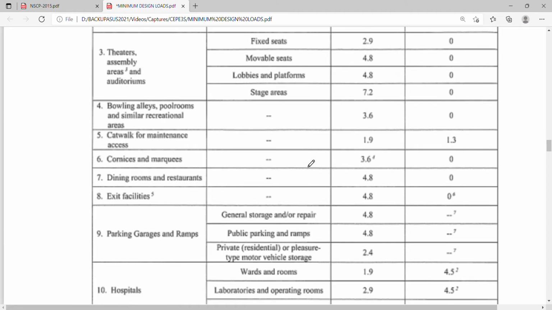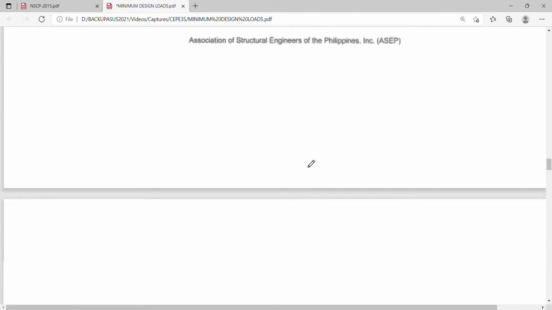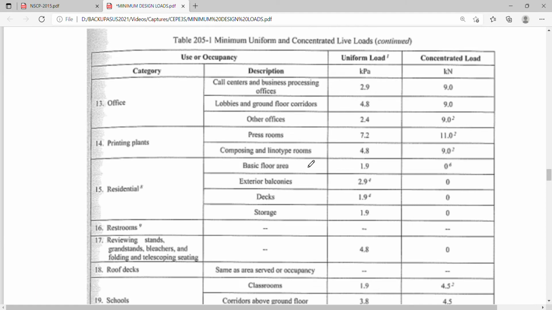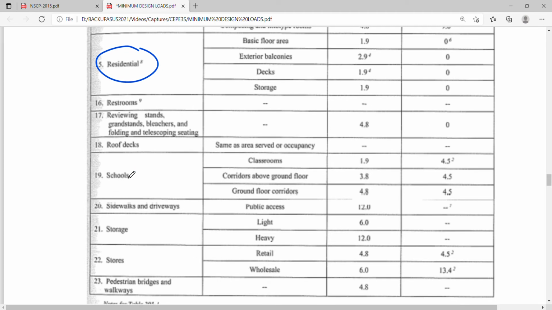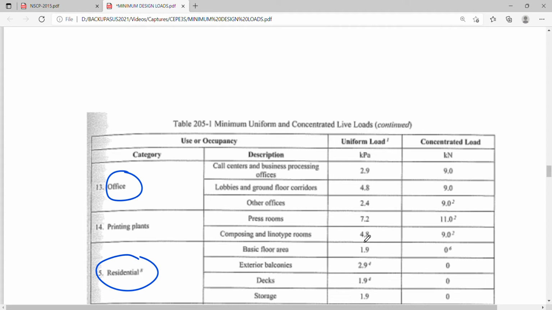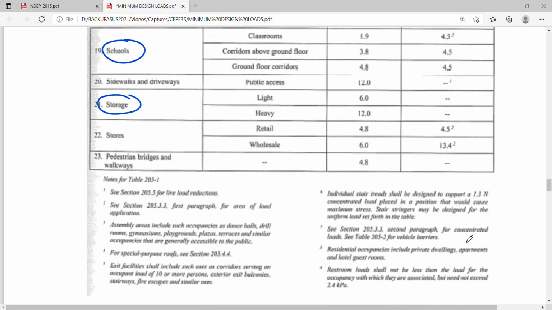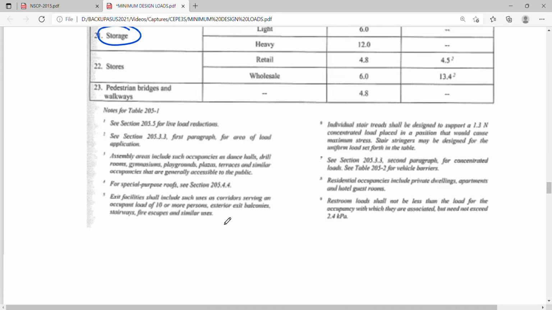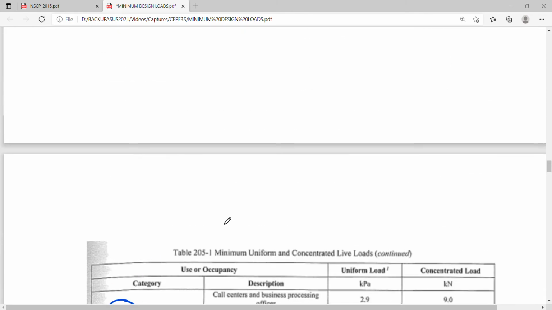Okay, so we can see here more common building categories like offices, residential, schools, storages, etc. So you can refer to the minimum design load suggested here, including the concentrated loads, which have to be dealt with accordingly by some notes below, and we shall discuss them one by one.